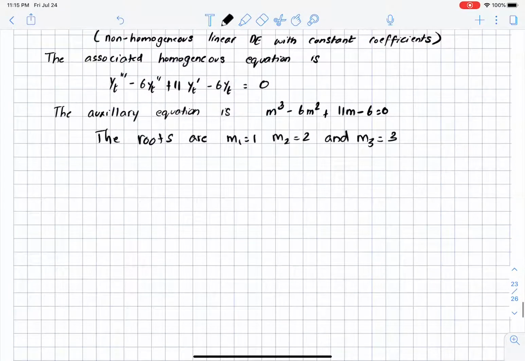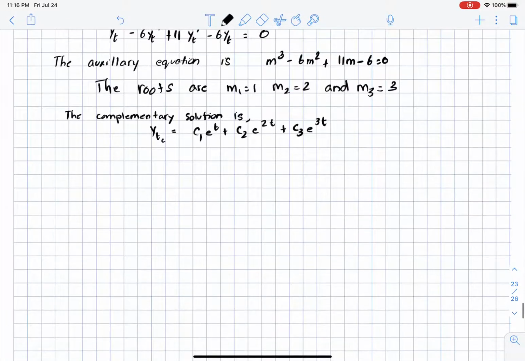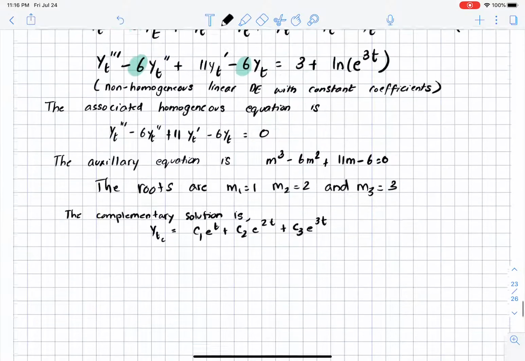So now that we have the roots, the complementary solution is y_c(t) equals c1 e raised t plus c2 e raised 2t plus c3 e raised 3t. It is not x raised m because we made the substitution, we changed it into a non-homogeneous linear DE with constant coefficients. So now we have to find the particular solution.